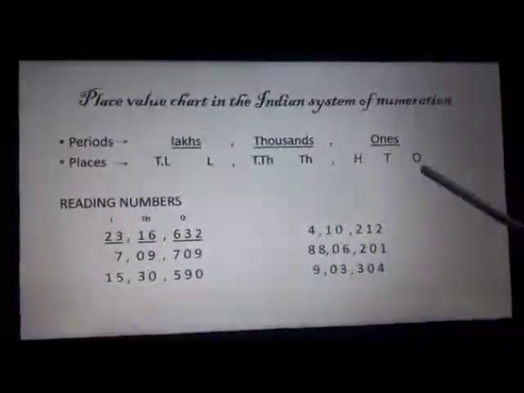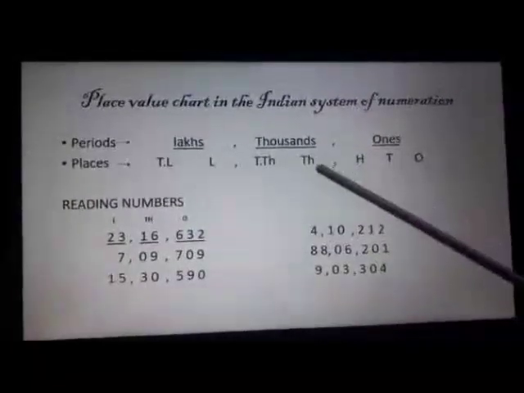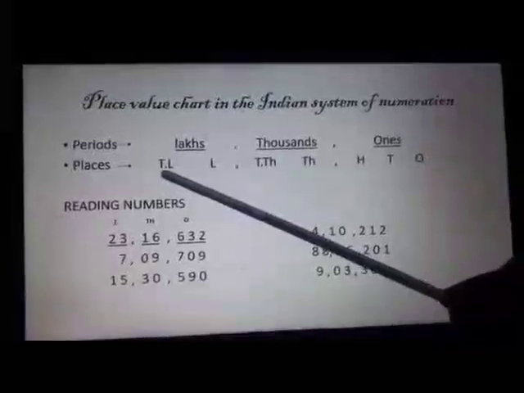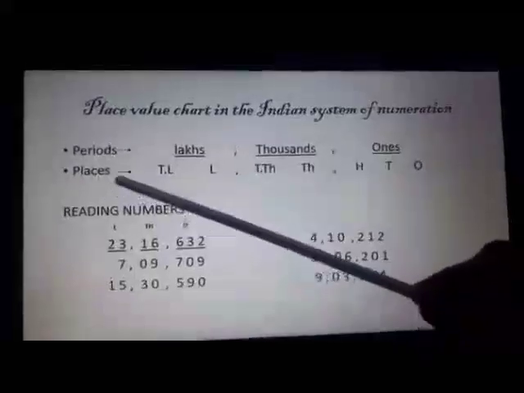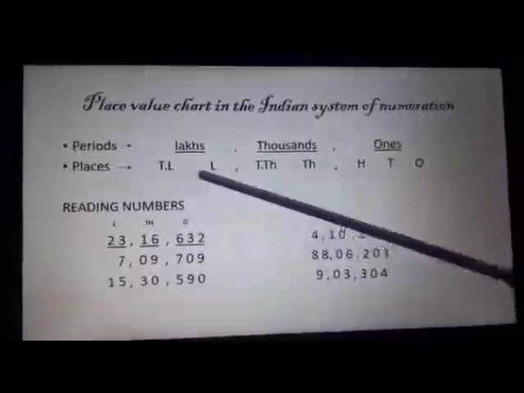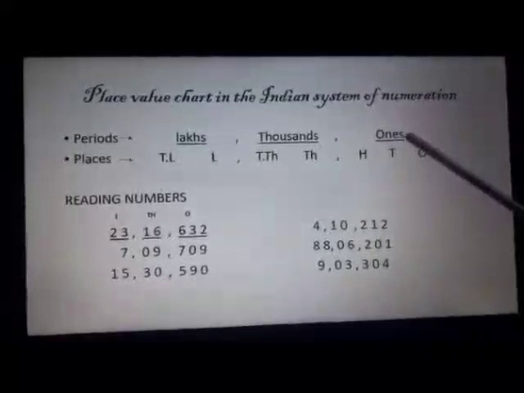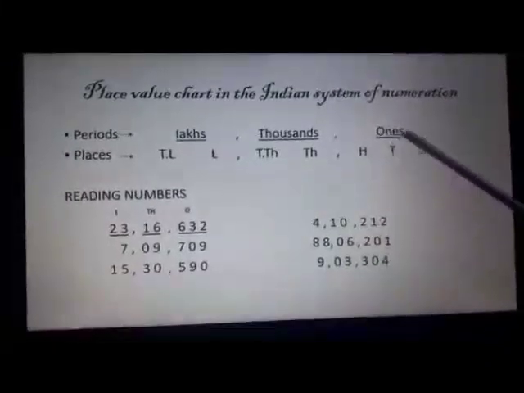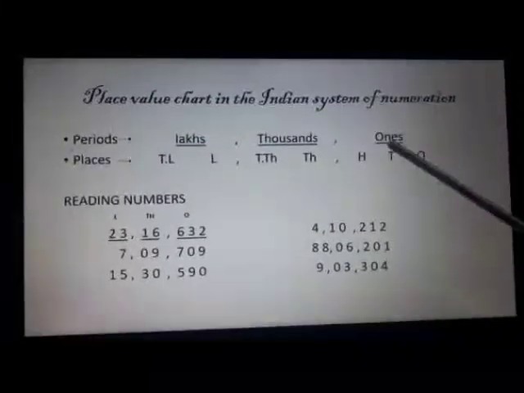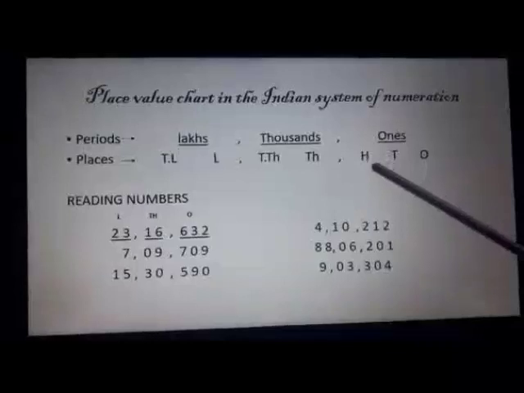The places in the Indian system are ones, tens, hundreds, thousand, 10,000, lakh, 10 lakh, and we have more, but that we will learn in the next section. These are the places. Underlined ones are the periods. This is called the ones period, and in the ones period we have three places: ones, tens, hundreds.